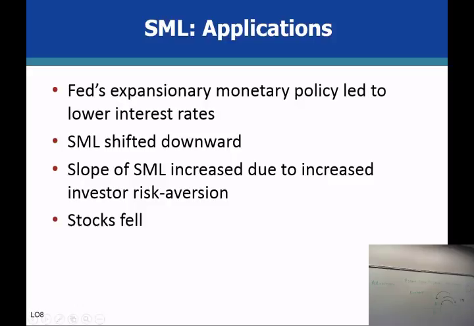So, the Fed's expansionary monetary policy leads to lower interest rates. It will be a shift downward. When they decide to increase interest rates, our SML actually shifts upward. The slope of the SML increases due to increased investor risk. We know that. The slope of that line means more investors are willing to accept higher risk. Higher risks. Okay? Because who controls the money supply? The Fed.